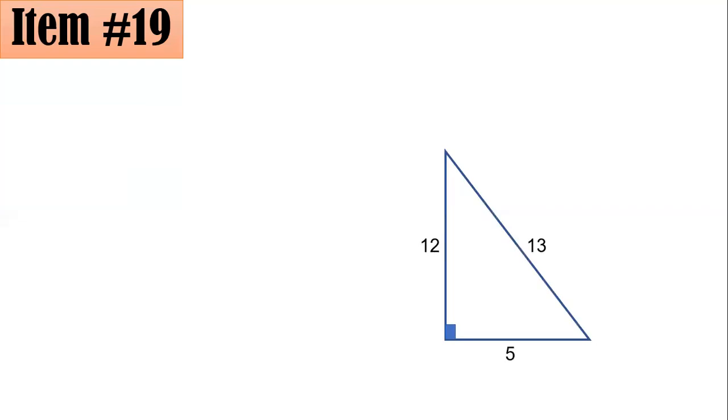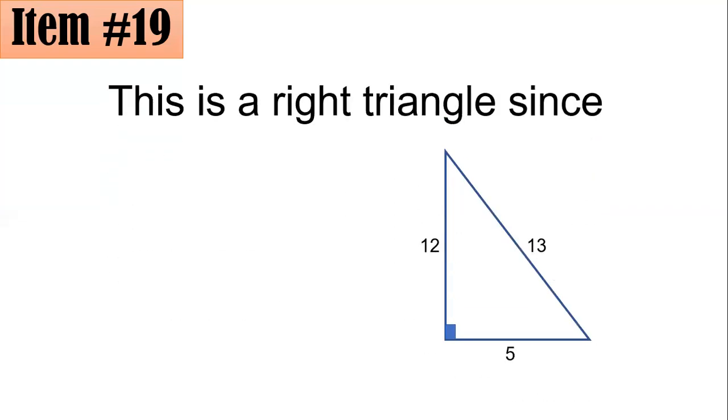In fact, if you just notice, you could actually see that this is a right triangle, since it satisfies the Pythagorean theorem. That is, 5 squared plus 12 squared equals 13 squared. Because if the sum of the squares of the two legs is equal to the square of the hypotenuse, then we are sure that this is a right triangle. 5 squared is 25, 12 squared is 144, 25 plus 144 is 169, 13 squared is 169.